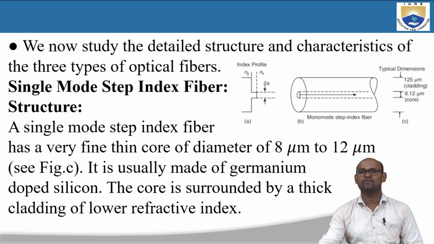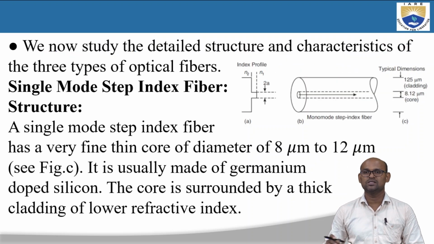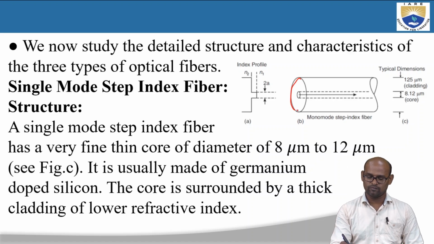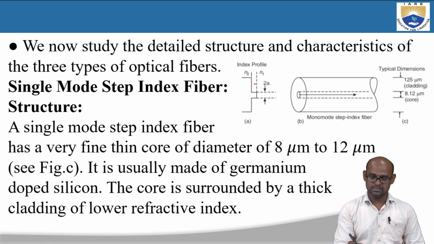Just now we have discussed this step index fiber. So this is the neat diagram of the step index fiber. You must draw this fiber with core and cladding. So you have core and cladding. Here I have considered single mode. You can also consider multi mode. So for the step index fiber, you must draw this refractive index profile. In the core you have refractive index N1, and in the cladding you have refractive index N2.